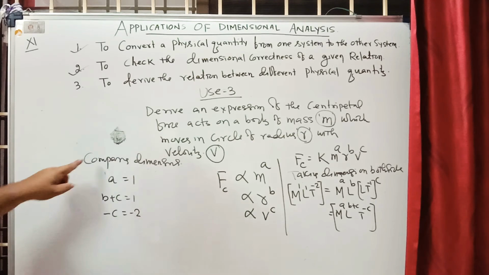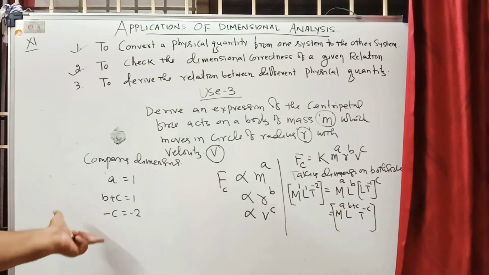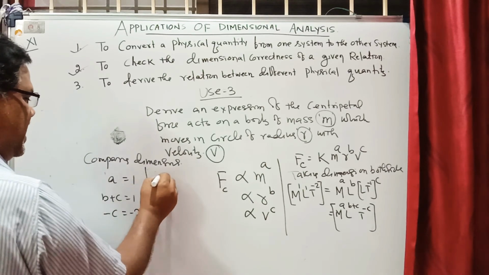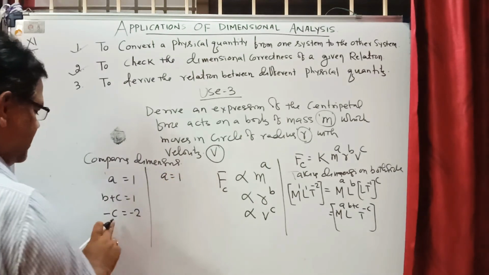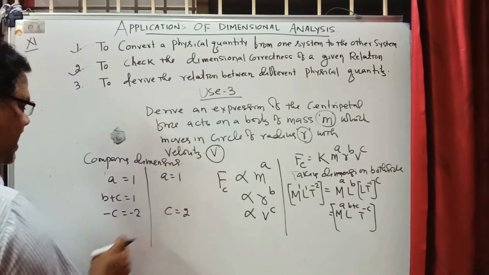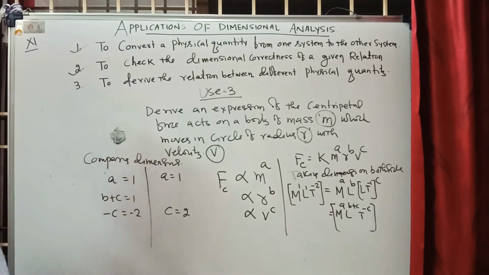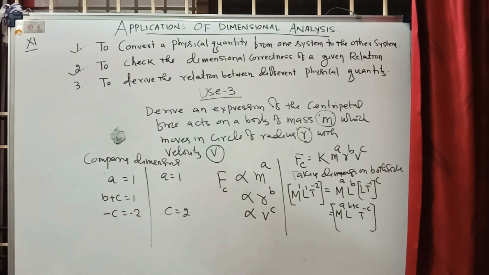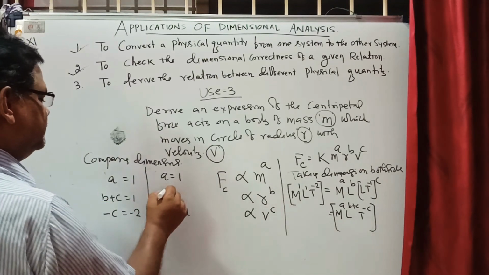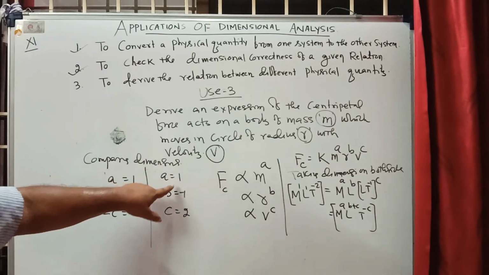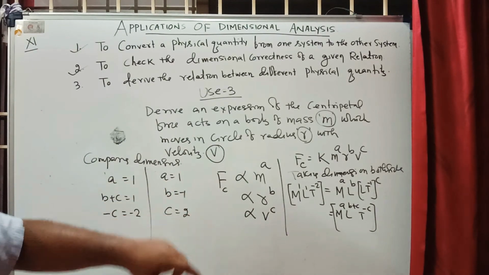You are getting three equations here, and you can easily solve them. By solving you get a equal to 1 and c equal to 2. If you put the 2 here, what will be b? b plus 2 equals 1, so b equals minus 1. We are finding a equal to 1, b equal to minus 1, c equal to 2.